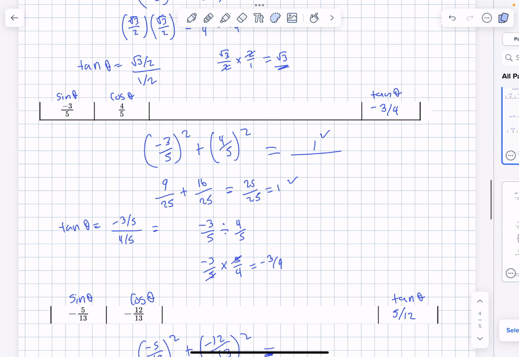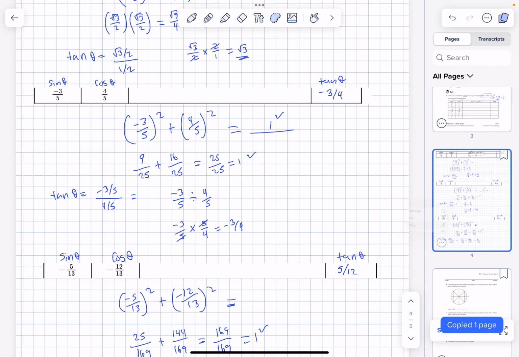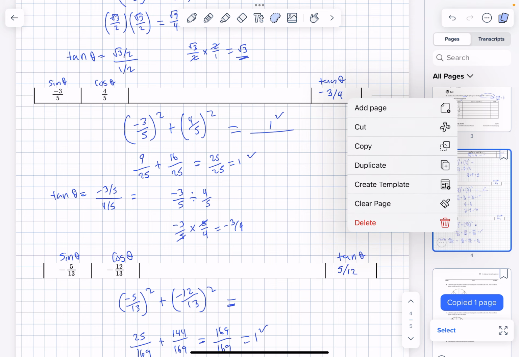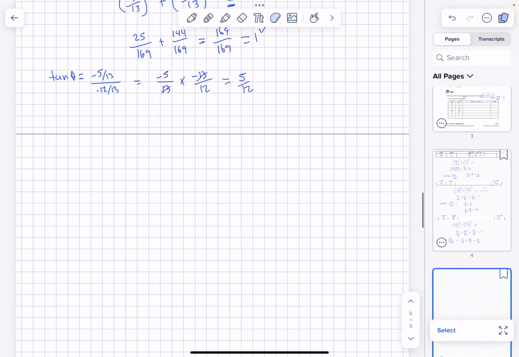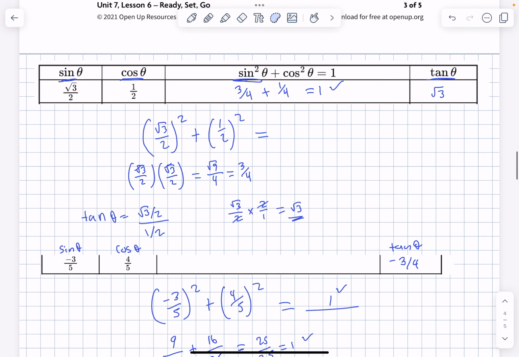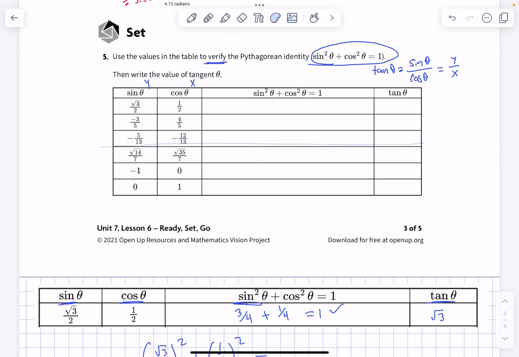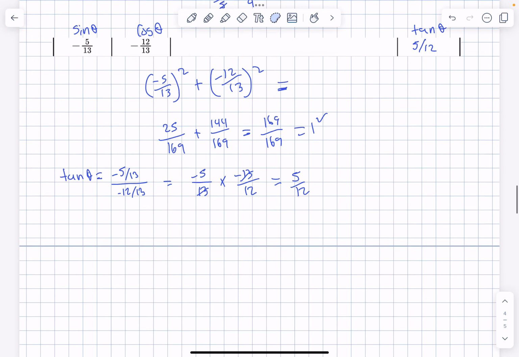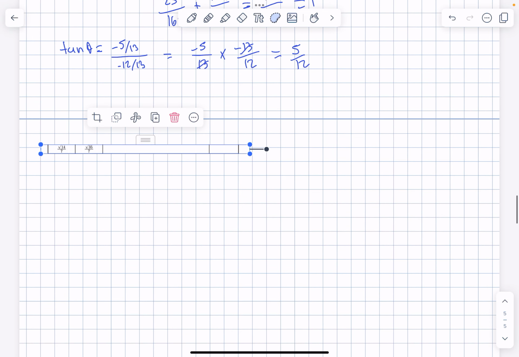Let's talk about the next number. Oops, add a page. It's not going to let me do it right. Okay, let's try this again. I did something wrong. Copy, paste.